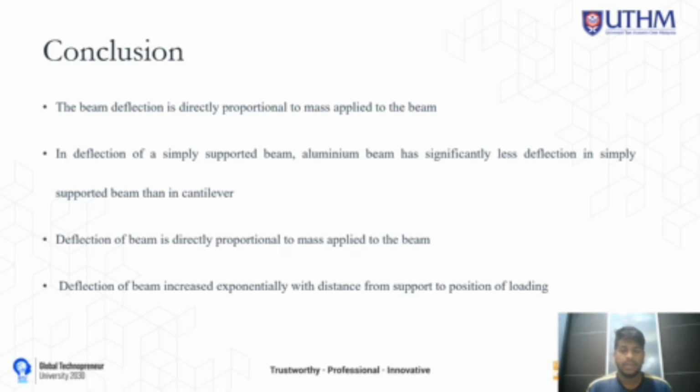In deflection of a simply supported beam, the aluminium beam has significantly less deflection in a simply supported beam than a cantilever. Deflection of the beam is directly proportional to the mass applied to the beam. Deflection of the beam increases exponentially when the distance from the support to the position of loading is changed.